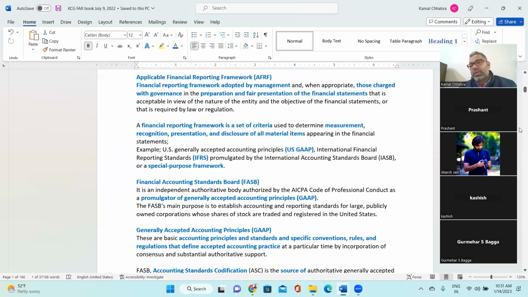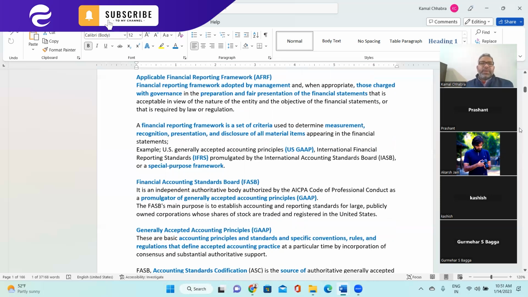Now we are jumping onto the next topic. So this next topic is applicable financial reporting framework. Have you heard about this term, financial reporting framework?